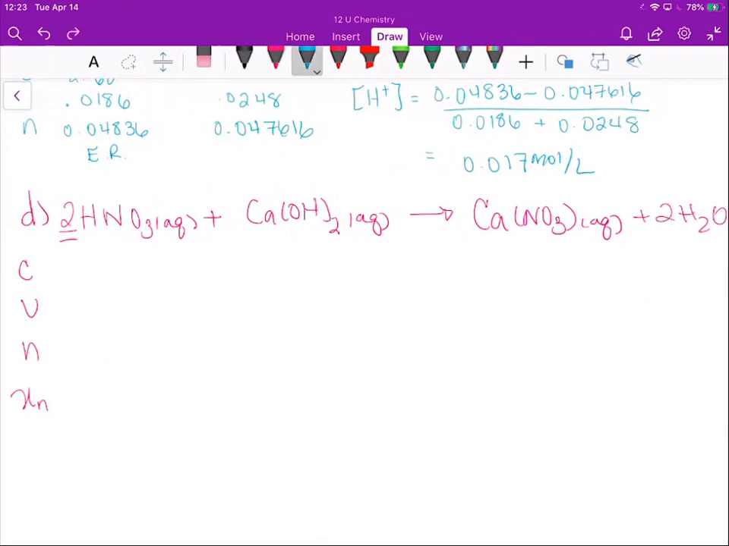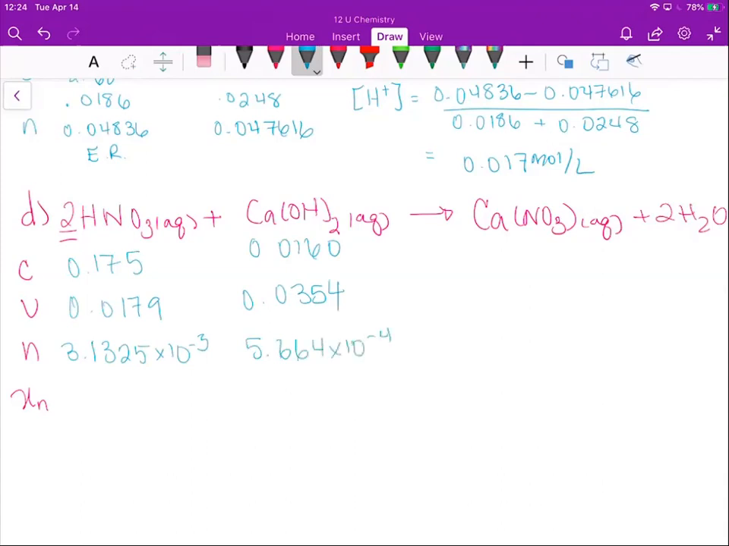So when I'm placing my numbers in here, I'm going to do it in blue so that it looks different. All these numbers I'm getting straight from the question. Okay, and then I'm going to find out how many moles I have. Here I have 3.1325 times 10 to the minus 3 moles of nitric acid. And here I have 5.664 times 10 to the minus 4 moles of calcium hydroxide.